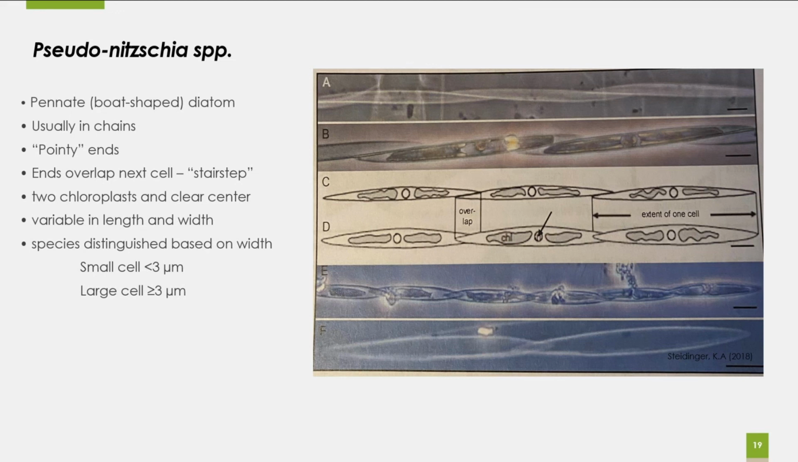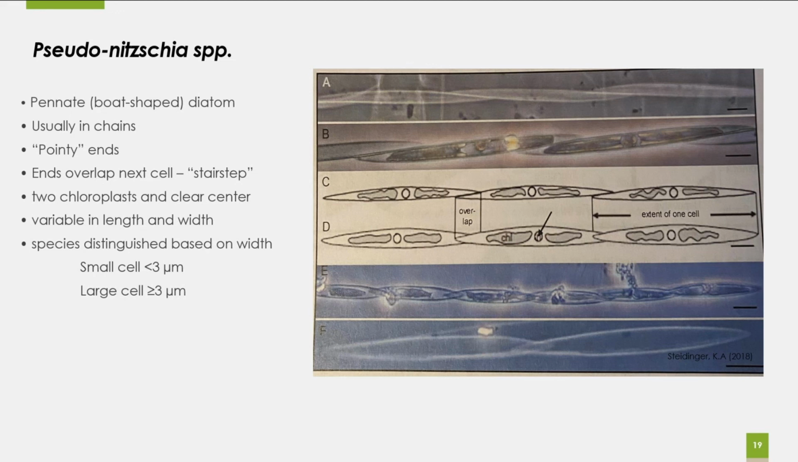But I actually like this image a lot because it shows how the stair-stepping looks different from a different view. If you're looking at girdle view, you've got the stair-step look, but in valve view you see the overlap, but it doesn't look quite the same. Does that make sense to everybody? This is overlapping, but it doesn't look the same as this overlap here. So those are just different views. There are 2 chloroplasts on the side and then a clear center, which is the nucleus.